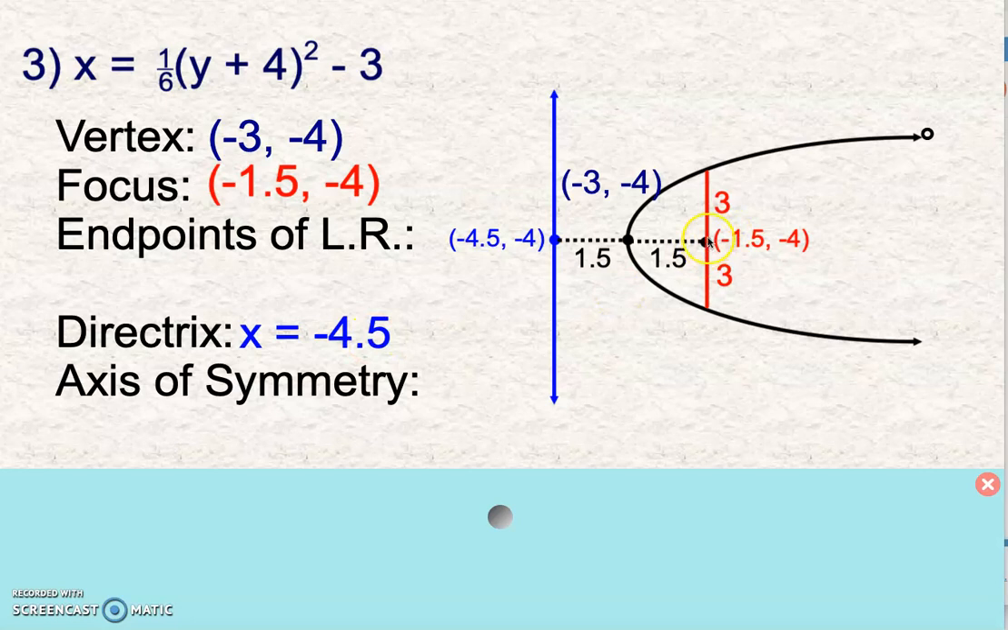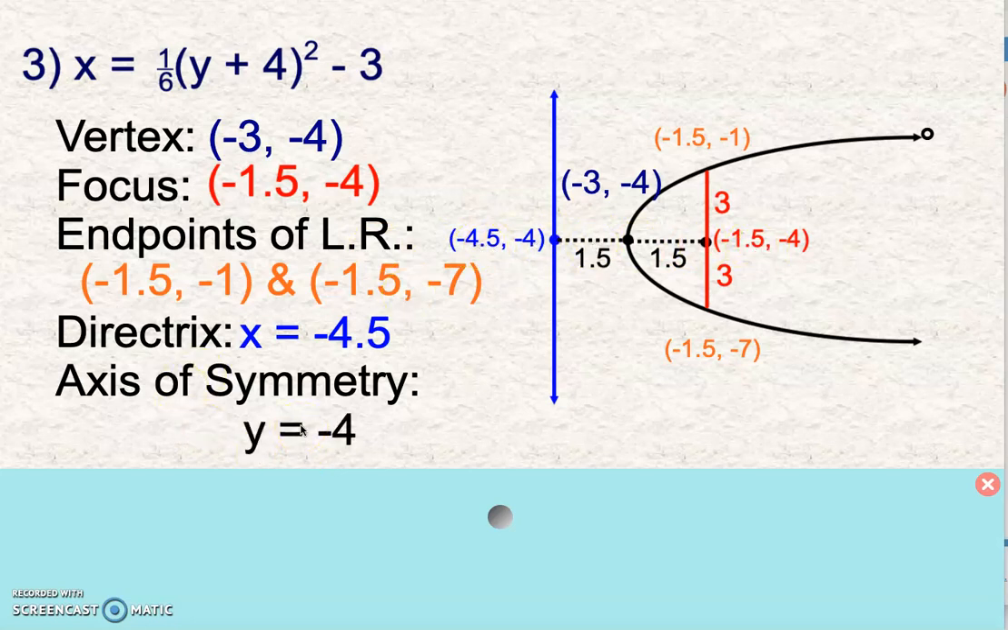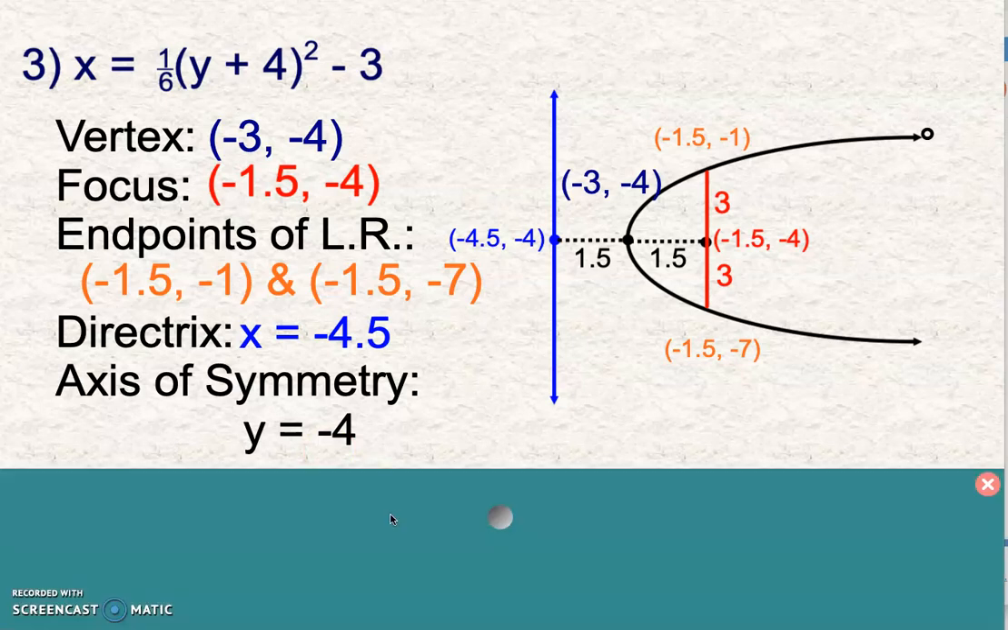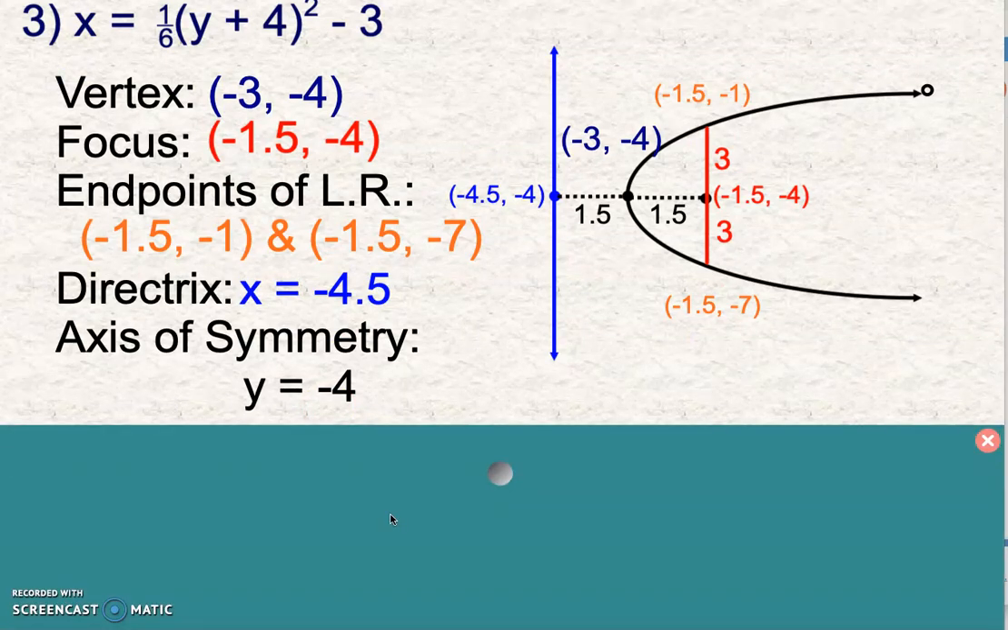From this focus, we'll go up 3, which changes the y, and down 3, which changes the x. And of course, our axis of symmetry this time is a horizontal line. So it's a y equals, and you can see it's -4. So if you got that right, congratulations. We'll celebrate with a little screen color change.